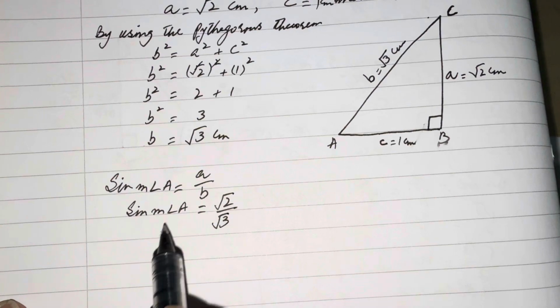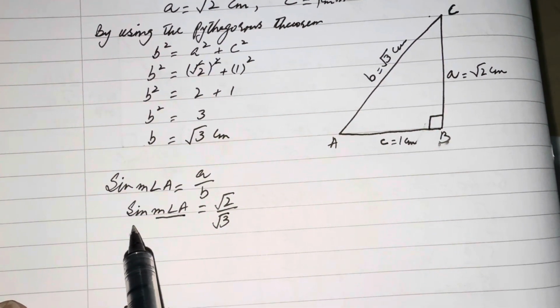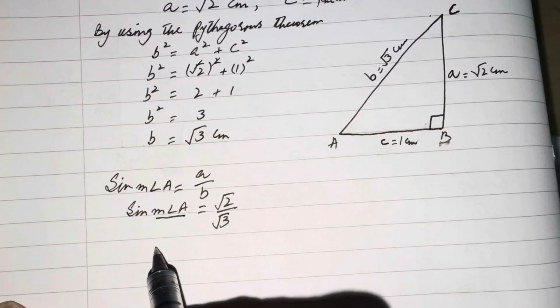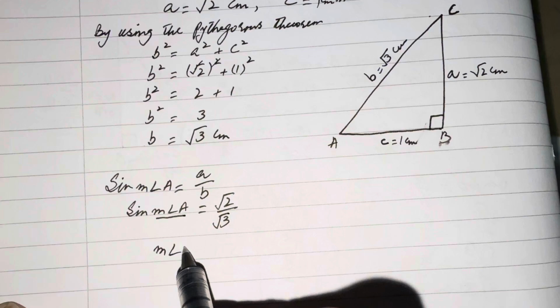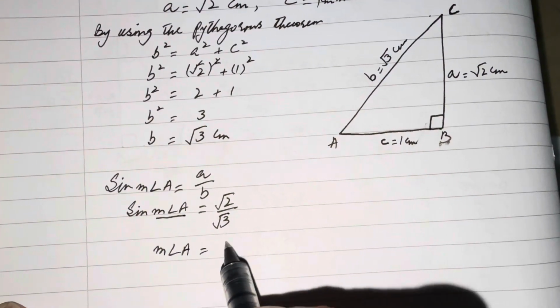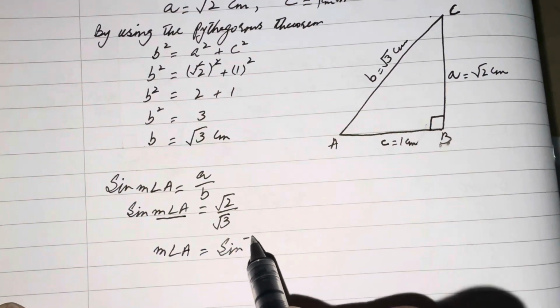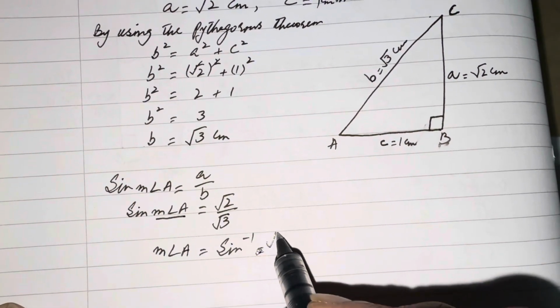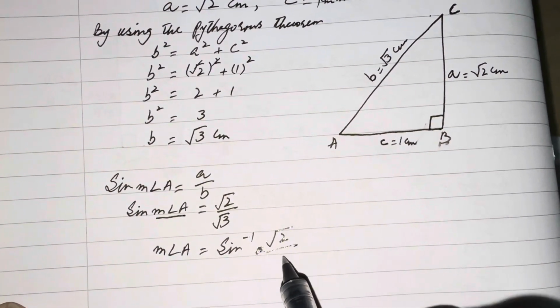And now we have to find the angle. So this sine we will take from the left hand side to the other side. So that will be equal to the measure of angle A is equal to sine inverse of root 2 by root 3.